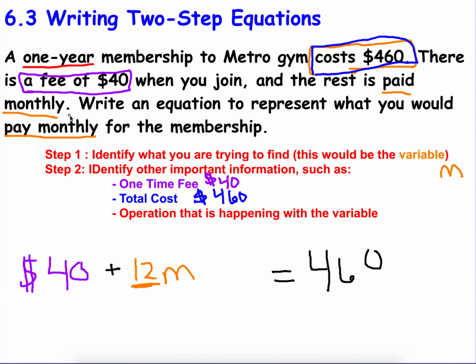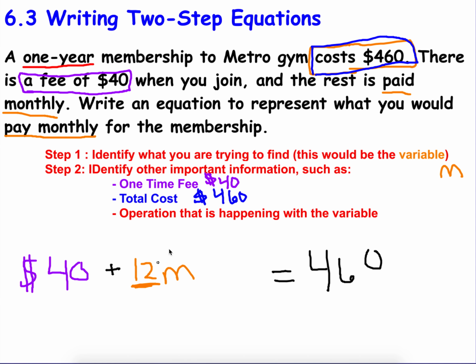What I want you guys to focus on is normally in these two-step equations, we're going to have something that has no variable attached to it. That's normally a one-time fee right here. So something without a variable, that's our one-time fee, or our starting cost of some kind. I'm also normally going to have a total, a total amount left or a total amount paid or something along those lines, depending on what we're doing. That's always going to be on the other side of the equal sign.